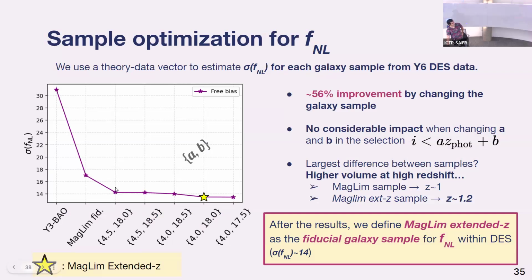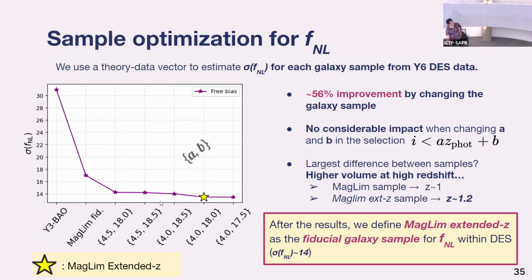Interestingly enough, you see an improvement in this error on FNL. It was 30-something before, and now it's around 14. So we found a 56% improvement just by changing the galaxy sample properties, or the galaxy sample selection. And from this we can select an optimal sample.